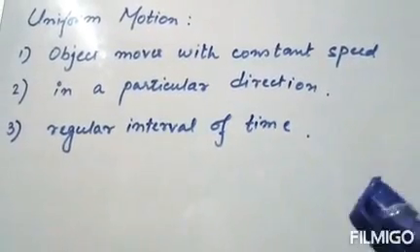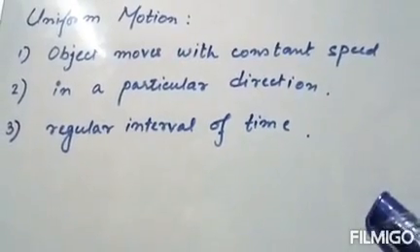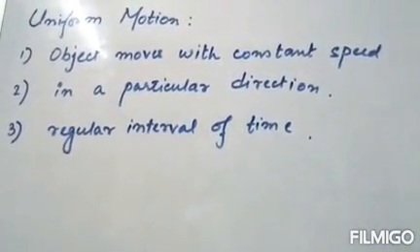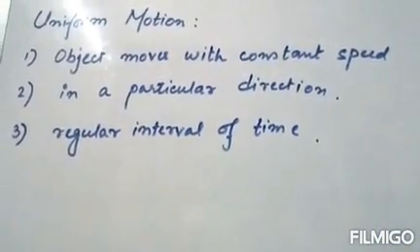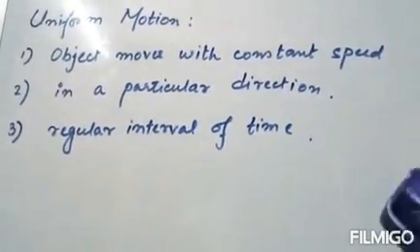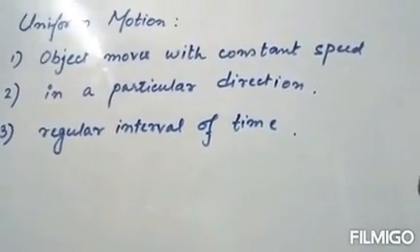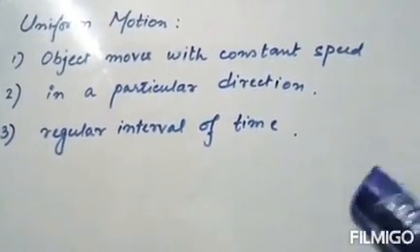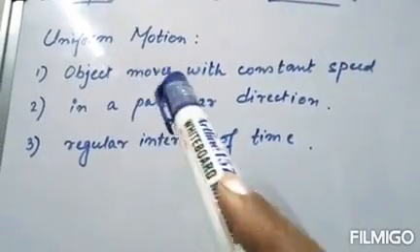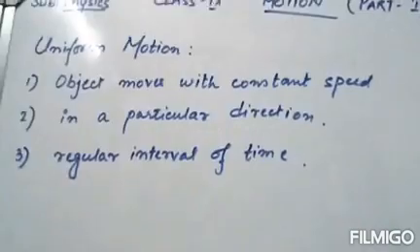If it is moving in the south direction, it has to keep moving in the south direction. Whatever direction it is following, it has to move in that direction only. And the time interval should be regular. Once it covers in 5 minutes and once in 10 minutes, that cannot happen. So these are the 3 points that you should keep in mind while judging uniform motion.